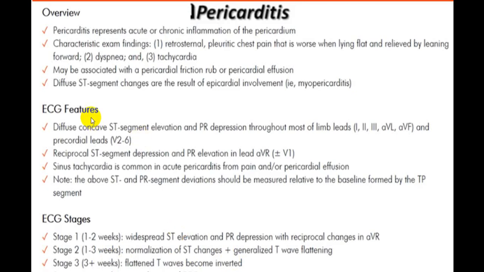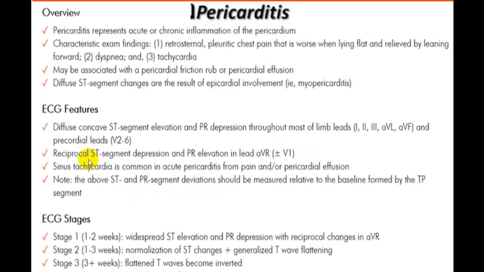As far as the ECG features in stage 1 are concerned, you will have a concave ST segment elevation, but the most important part is that PR will be in the opposite direction. So we call it PR depression with ST segment elevation, and you will see it in lead 1, lead 2, lead 3, AVL, AVF. In AVR it will be reciprocal, and in the precordial leads right from V2 to V6. In AVR you will have ST segment depression with PR elevation. You may or may not see such changes in V1. There will always be tachycardia, and when you get a pericardial effusion it will be associated with low voltage.